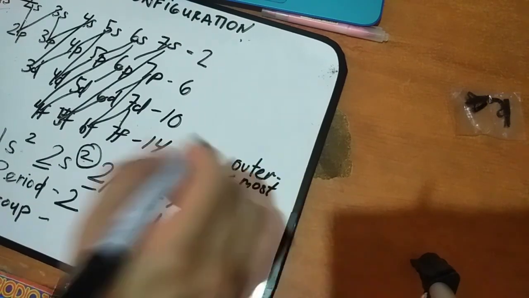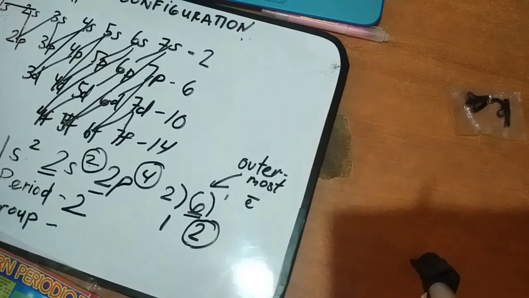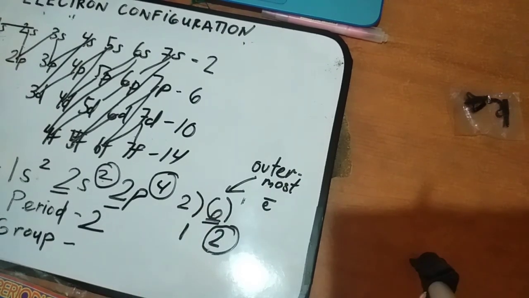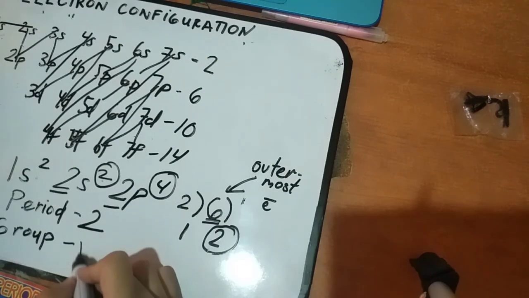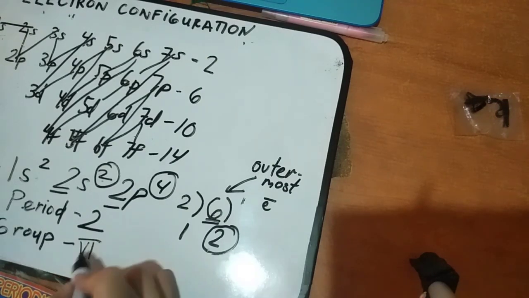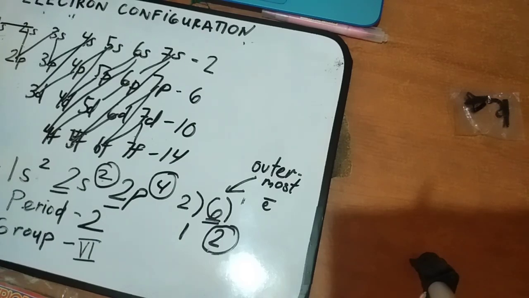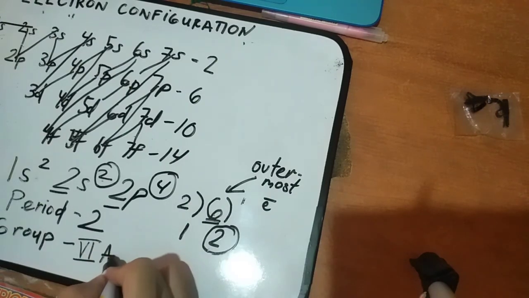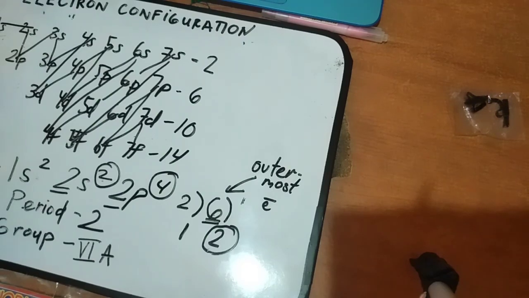Outermost electron. Your outermost electron would tell you your group number. Okay? So, ano ang group number niya? So, the group number is 6. Since nasa S and the P block would belong to group number A. Okay? Group letter A. So, 6A yung group. Then, the period is 2.